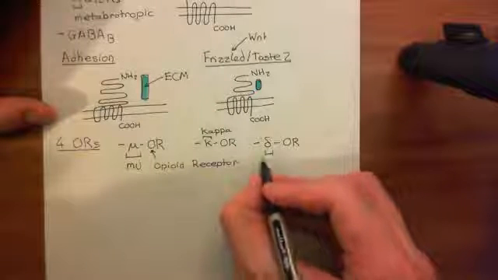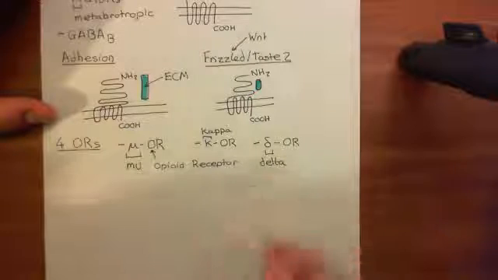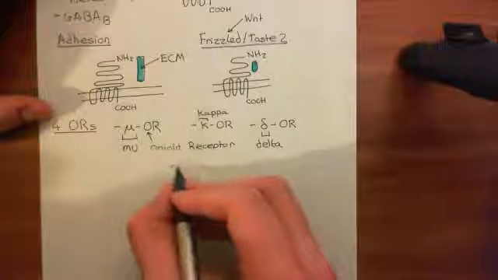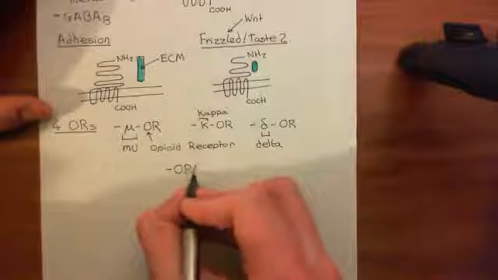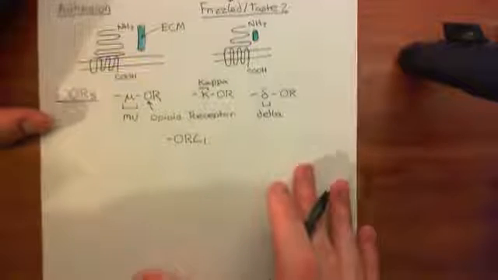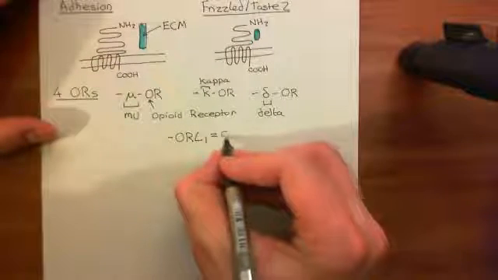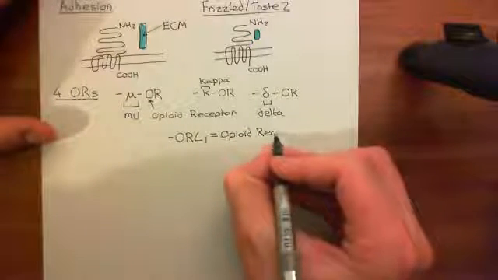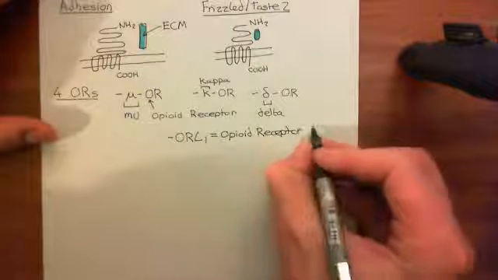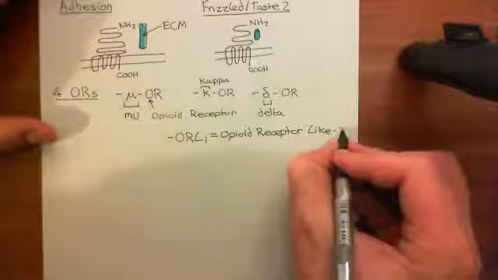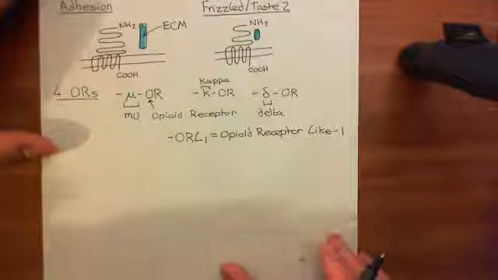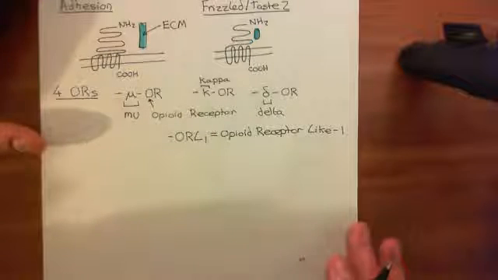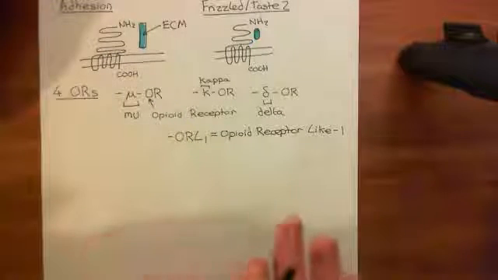So this is delta. And then finally, there is one that doesn't really fit in with these ones, and this is the opioid receptor-like 1, okay? And for short, the opioid receptor-like 1 is abbreviated to ORL1, okay? So this stands for opioid, that's the O, receptor, that's the R, and then the L is for like, and then we have 1, so the opioid receptor-like 1, or ORL1. Right. Okay, so these are the 4 different opioid receptors.